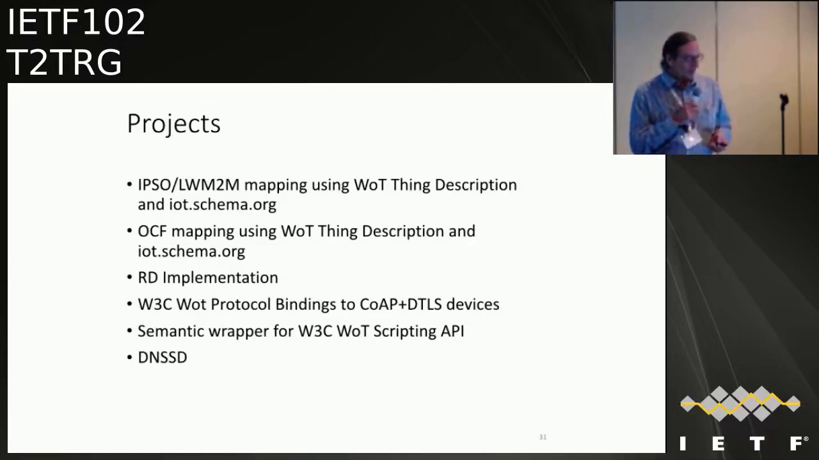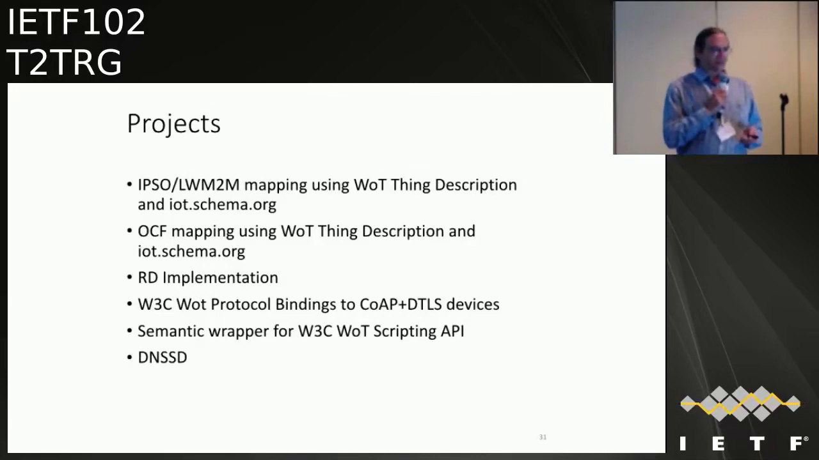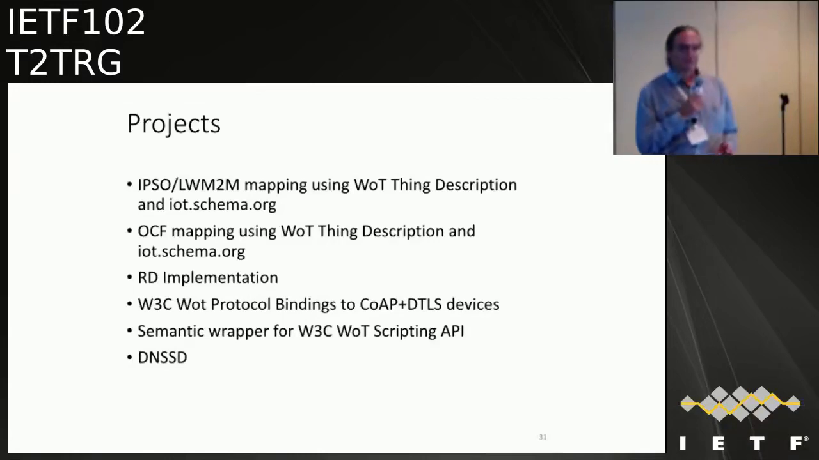We've proven out the Web of Things protocol bindings to CoAP and DTLS, so now we can basically have a thing description in Node-RED that can talk directly to a device that exposes CoAP and DTLS and do the security handshake automatically and do the transactions automatically just based on the thing description. And we're starting to work on semantic wrappers for the scripting API so that the application can be even more decoupled. And again, the DNS-SD integration.